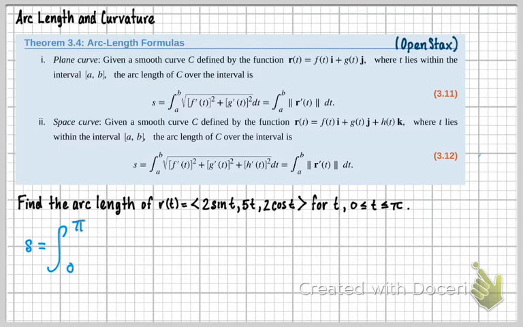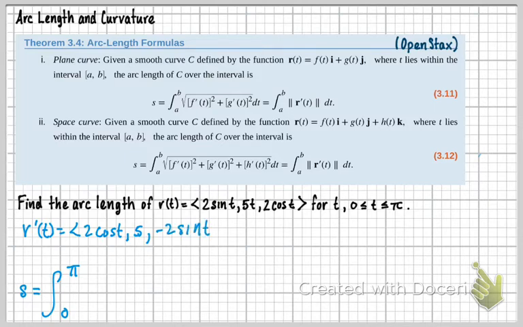And I'm going to have to take the derivative of r(t) first. So I don't want to write anything there yet. I'm just going to come over here and find r prime t. For the first one, it would be 2 cos t. For the second one, it would just be 5. And for the third one, it would be negative 2 sine t. There we go. Now what we need to do is take the magnitude of this, because that's the formula.